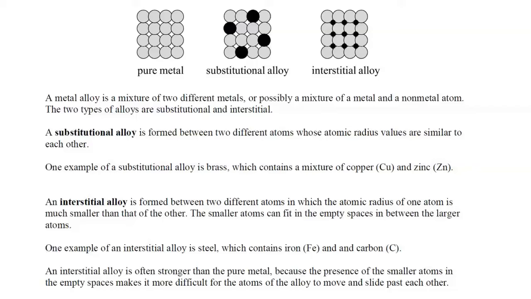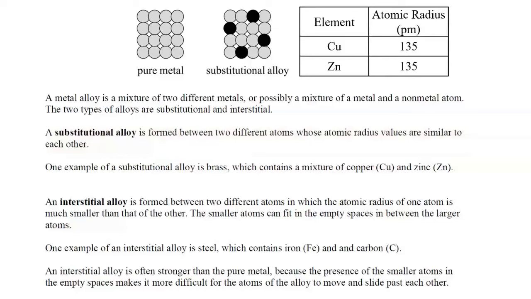All right, and the last thing that I'd like to talk about in this video is metal alloys. So a metal alloy is a mixture of two different metals, or possibly a mixture of a metal and a non-metal atom. And the two types of alloys that you have to know in AP chemistry are substitutional and interstitial. In a substitutional alloy, that's formed between two different atoms whose atomic radius values are similar to each other. So one example of a substitutional alloy is brass, which contains a mixture of copper and zinc.